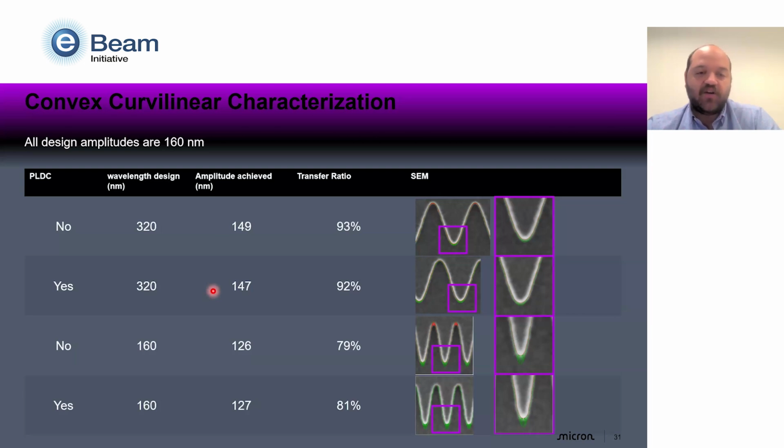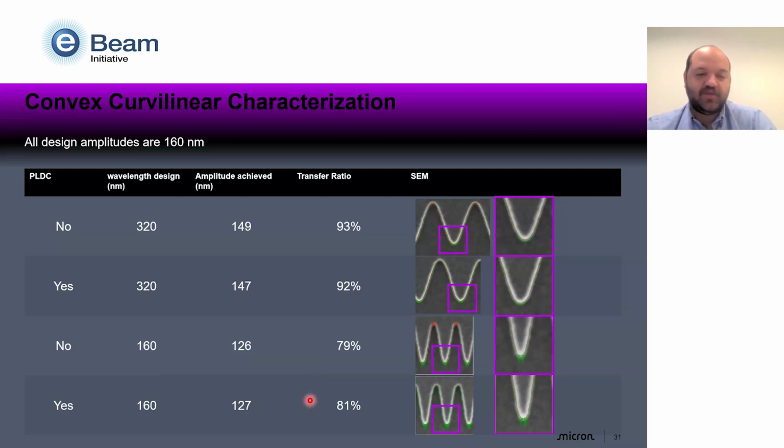For the first algorithm that we had with PLDC-MPC, we saw a transfer ratio of 93% without correction and 92% with correction. So hardly any variation. And this was also true for the 160 nanometer wavelength. Hardly any improvement for the convex features.